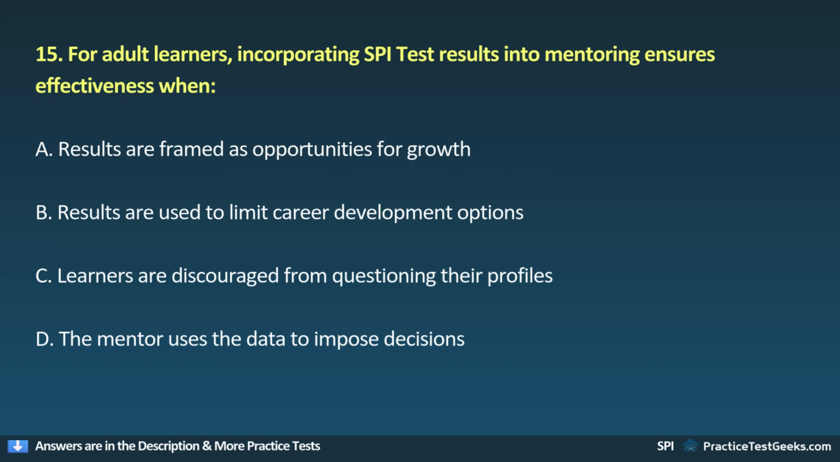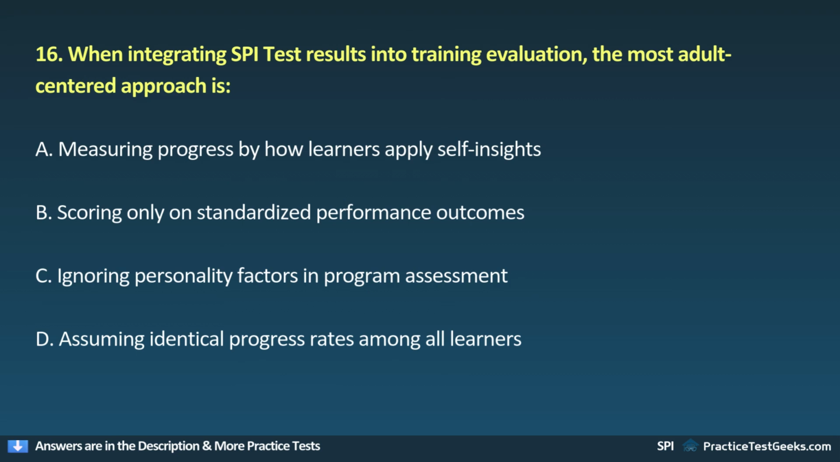B. Results are used to limit career development options. C. Learners are discouraged from questioning their profiles. D. The mentor uses the data to impose decisions. 16. When integrating SPI test results into training evaluation, the most adult-centered approach is A. Measuring progress by how learners apply self-insights.